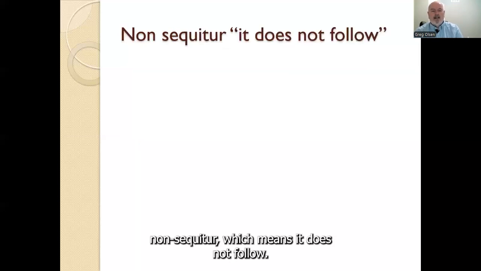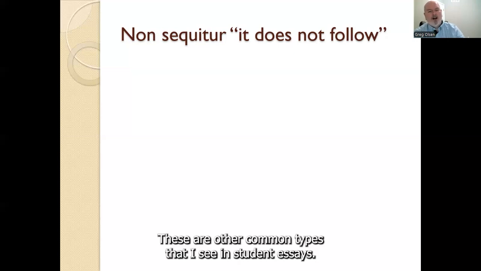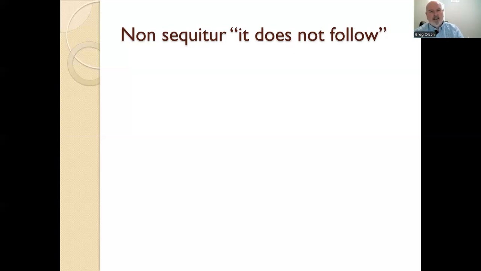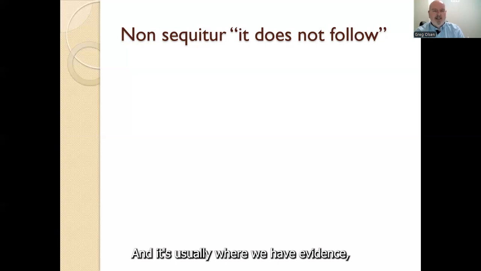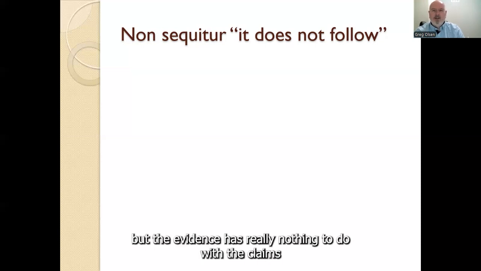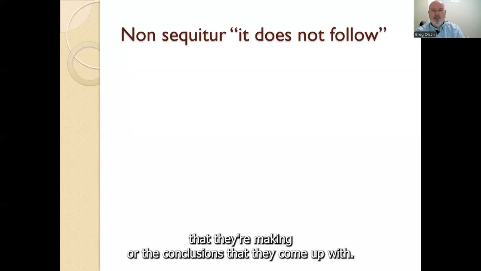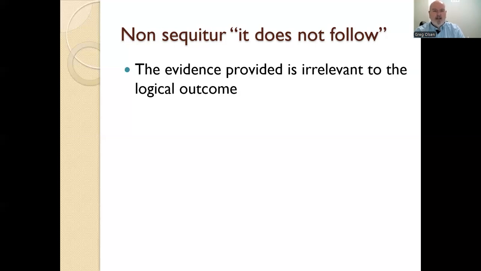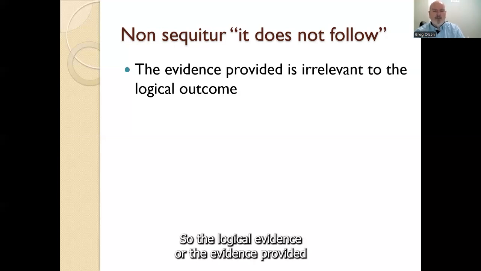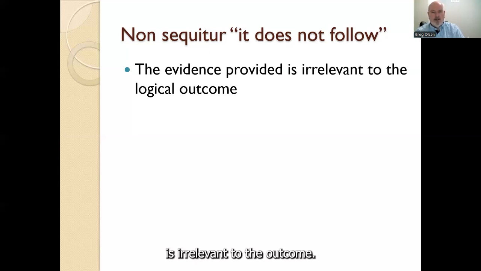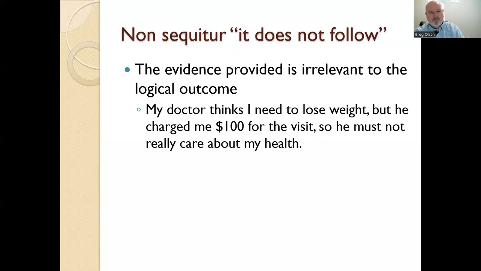Then we get non sequitur, which means it does not follow. These are other common types that I see in student essays, and it's usually where we have evidence, but the evidence has really nothing to do with the claims that they're making or the conclusions that they come up with. So the logical evidence or the evidence provided is irrelevant to the outcome. Okay, so we're not seeing good evidence to support what kind of conclusion we're making.